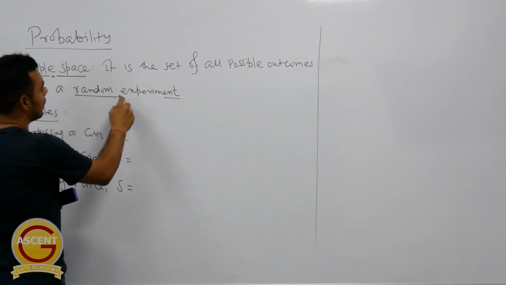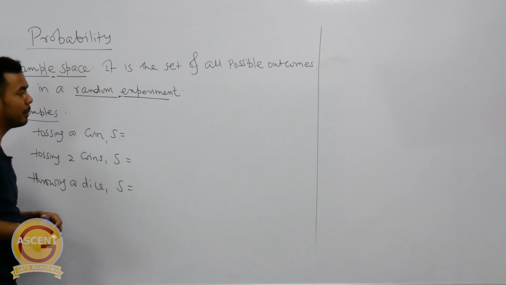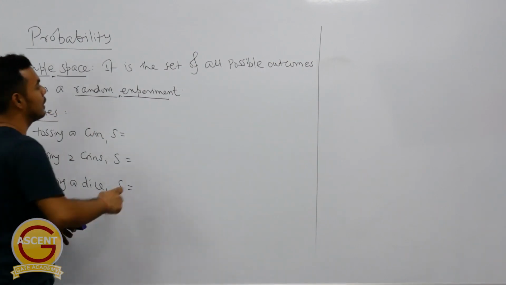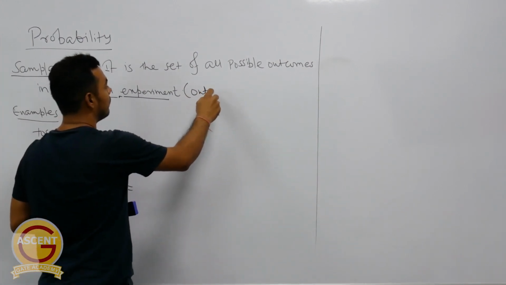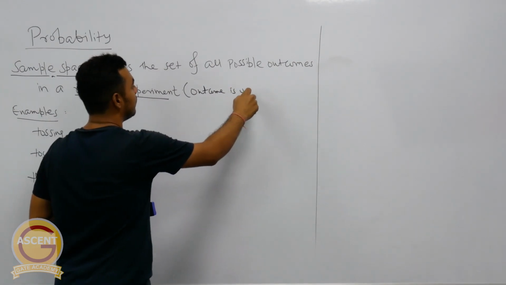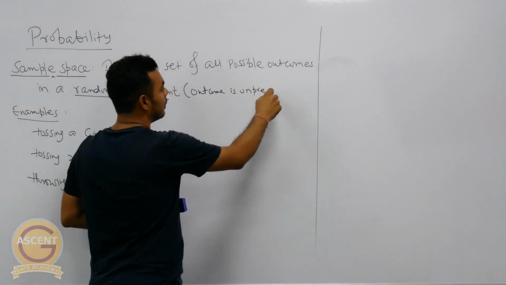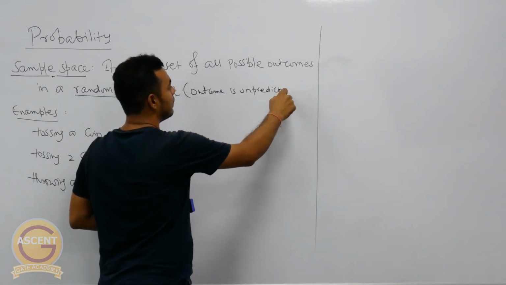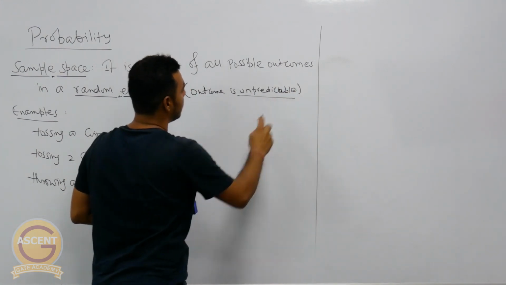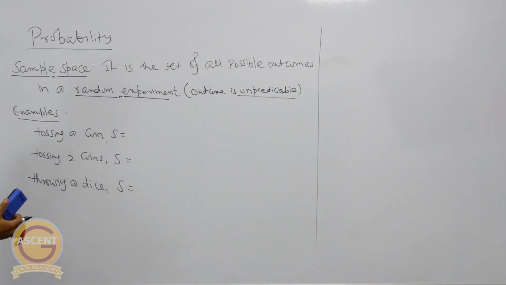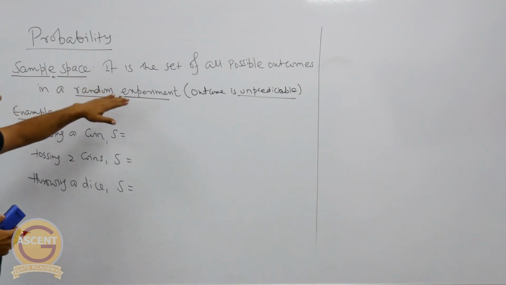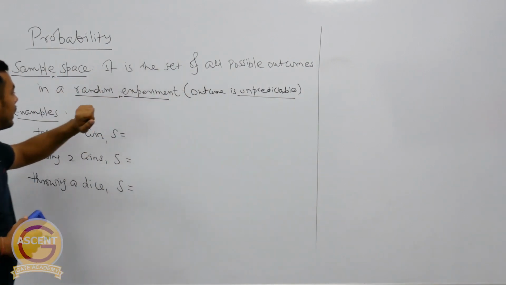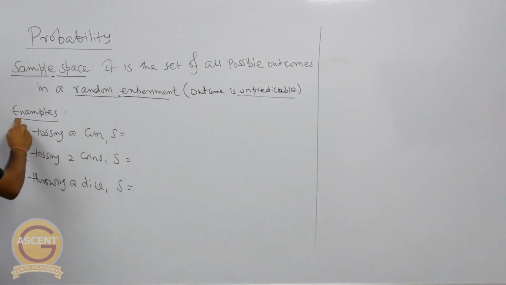See, in probability we talk about random experiments. A random experiment means an experiment whose outcome is not fixed. If the outcome of an experiment is unpredictable, then in that case we say that the experiment is a random experiment. So sample space is nothing but the set of all possible outcomes in a random experiment. So we can consider some examples.